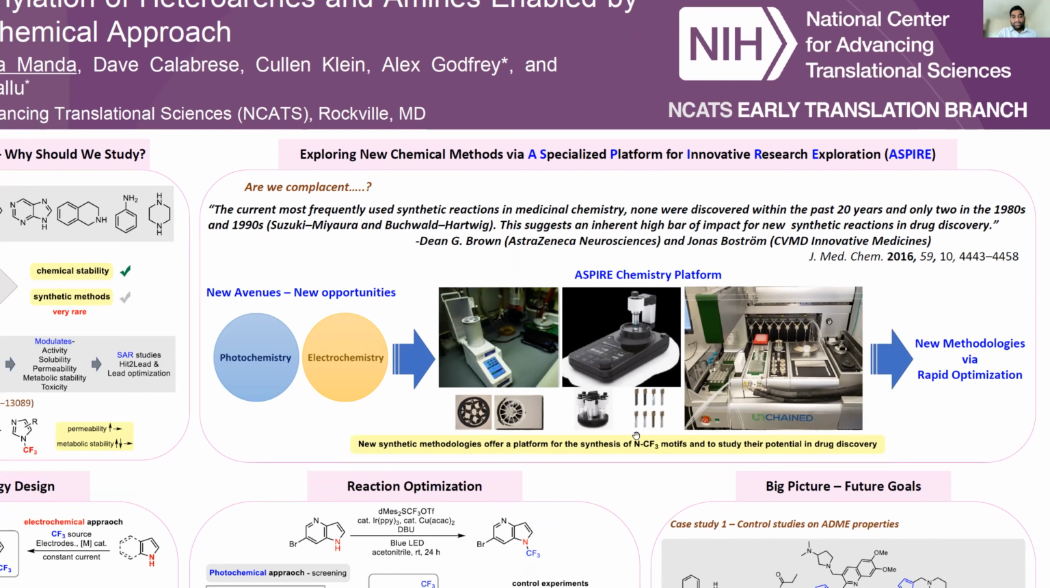By integrating these new methods with the current Aspire chemistry platform and using the resources they have, such as photoreactors, state-of-the-art electrochemical stirrers, and hopefully a much more automated system integrated with photochemistry and electrochemistry, we'd like to perform rapid optimization so that we can develop a new method for this N-trifluoromethylation. By doing that, we can have a chance to study the potential of these compounds in current drug discovery.